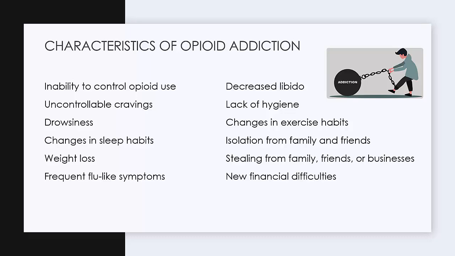The following are examples of symptoms of opioid use disorder: the inability to control opioid use, uncontrollable cravings, drowsiness, changes in sleep habits, weight loss, frequent flu-like symptoms, decreased libido, lack of hygiene, changes in exercise habits, isolation from friends and family, stealing from family, friends, and businesses, and new financial difficulties.